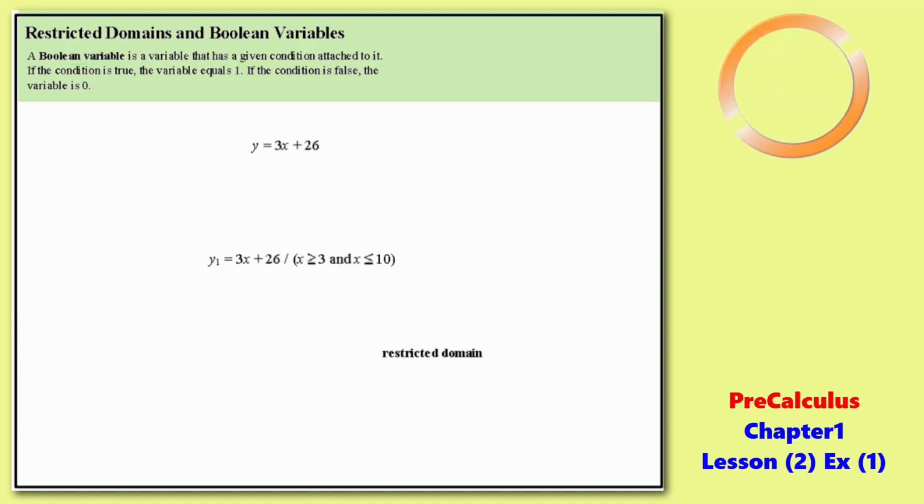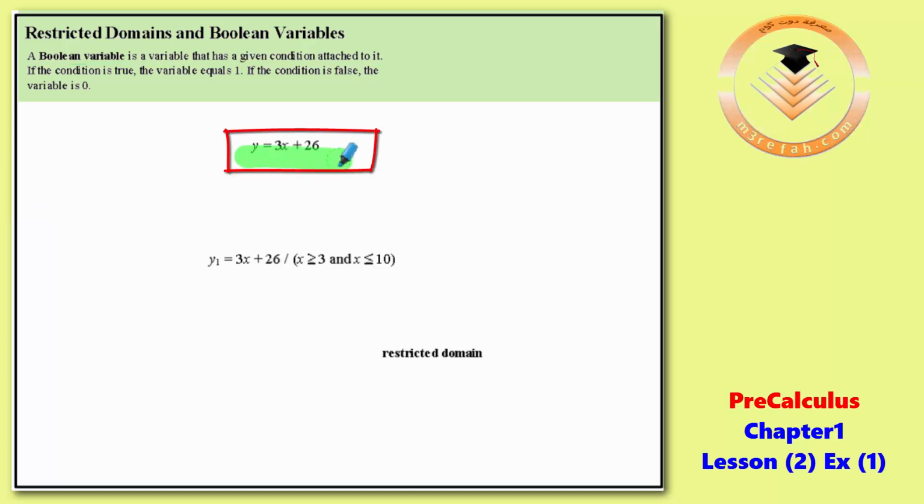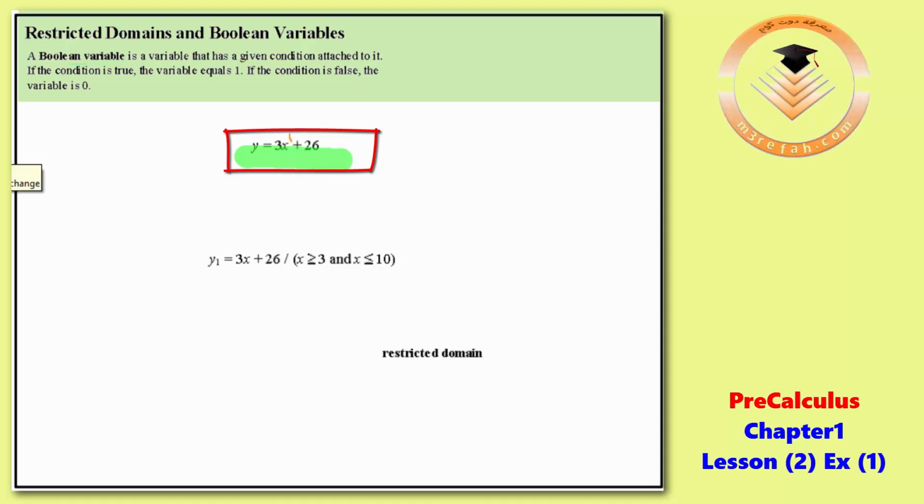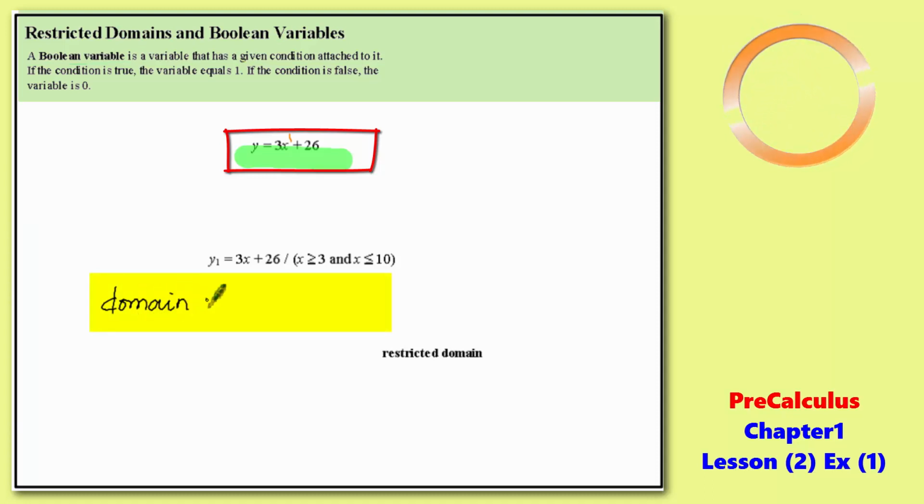So let us take, for example, this function y is equal to 3x plus 26. Now this is a linear function, linear again because we only have an exponent of 1. Now this linear function will be defined for a certain domain only. So remember that our domain is the set of all the x values.